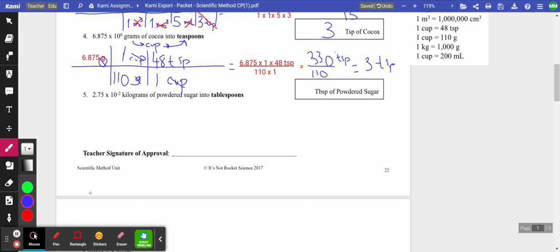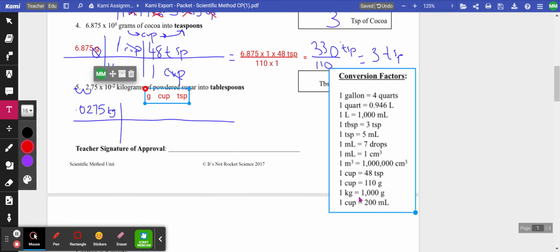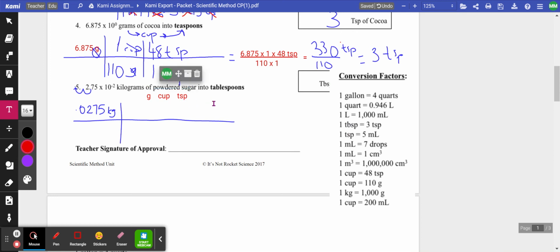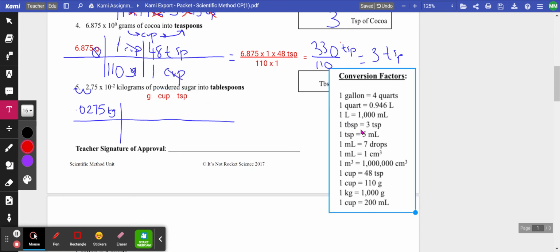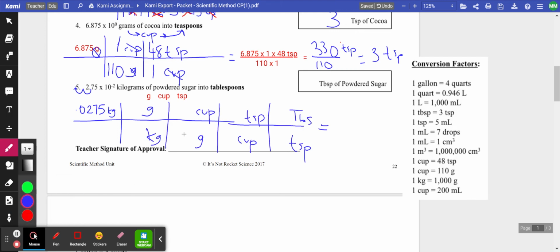Let's get to the last one finally. All right, so kilogram to gram, gram to cup, cup to teaspoon. That's what we need to convert. And then teaspoon to tablespoon eventually, because there's no other way out, okay? There's no direct conversion unit equation given to you between kilogram to tablespoon. So you gotta use this 3-step. Let's do it. All right, so this is how we set it up.